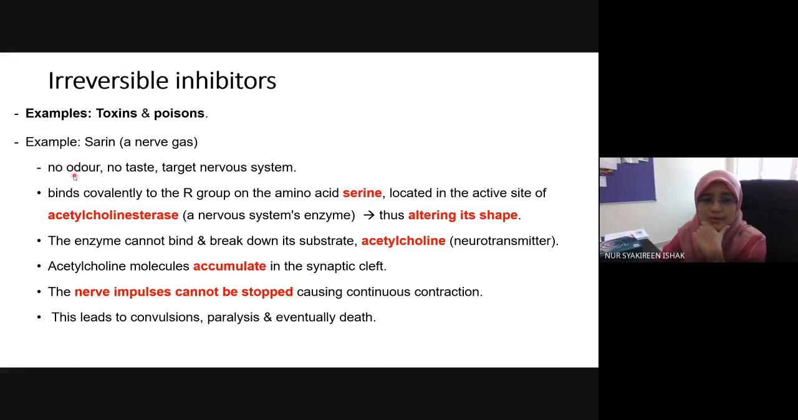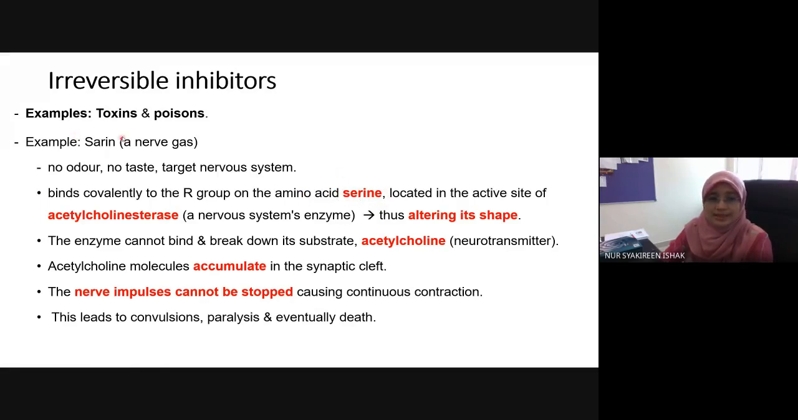So how does sarin work? It binds covalently to the R group on the amino acid serine, so that's why we call it that. It involves the enzyme acetylcholinesterase. Obviously, an enzyme has an active site, right? In the active site of the enzyme, there is an amino acid called serine.